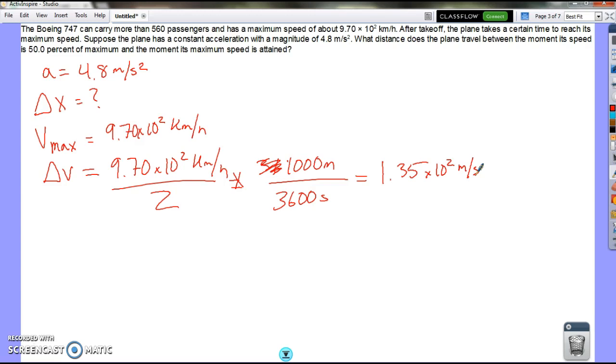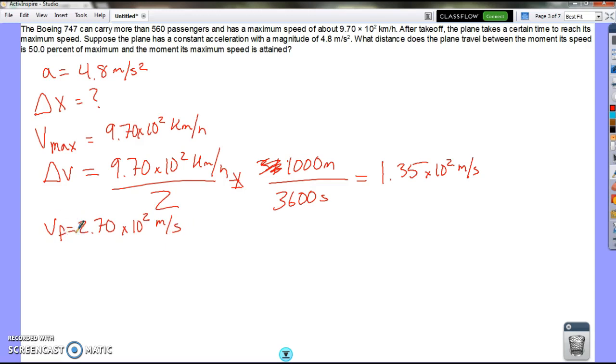So now we have to find our distance. We've got a velocity. We've got a V max. We've got our starting velocity. Our final velocity is going to be 2 times that, so that's 2.70 times 10 to the 2 meters per second.